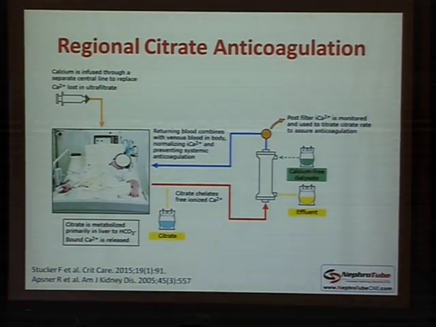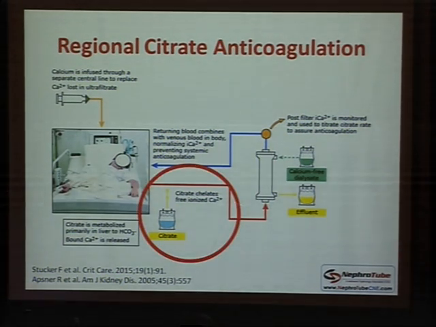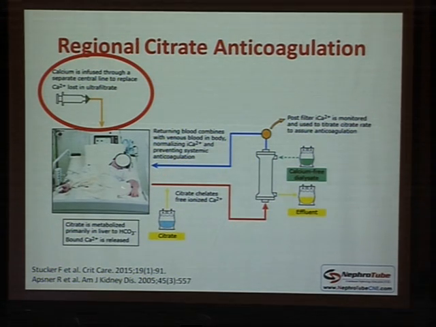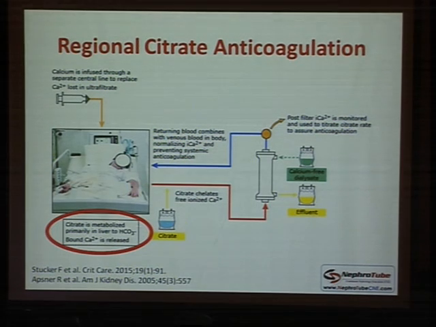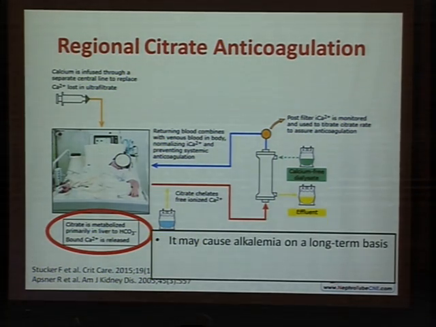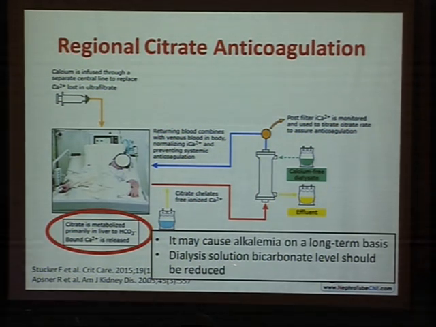This is our patient. When the blood comes out from the patient, we introduce citrate. Citrate chelates the free ionized calcium, so the clotting mechanism will not work. It is important that these patients will have hypocalcemia, so I have to replace calcium for the patient to compensate the calcium chelated with citrate. Also, the citrate that enters the patient's body is metabolized primarily in the liver to bicarbonate, so there is a risk of alkalemia. So I have to decrease the dialysis solution bicarbonate in this method.